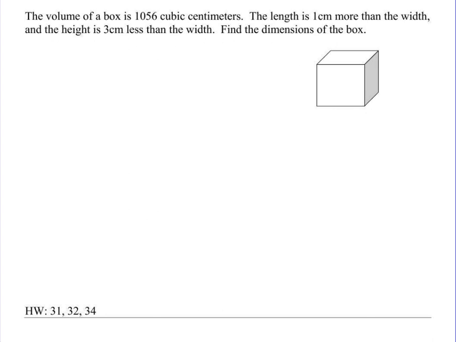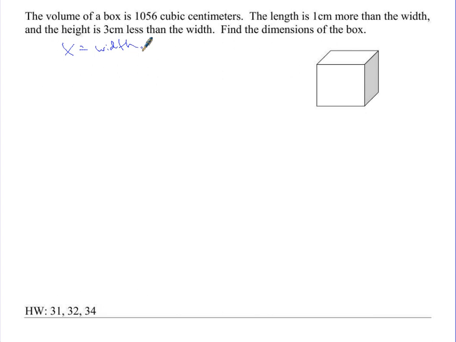This last problem we've already kind of seen before. It's worth bringing back up though. It says the volume of a box is that. The length is 1 centimeter more than the width and the height is 3 centimeters less than the width. Find the dimensions of the box. What do we do? Okay, label the sides. Length, width, and height. We need to define a variable. How about x? What is x? It's the width. Why are we picking the width for our variable? It's comparing it to both of the other two sides. So x equals the width.